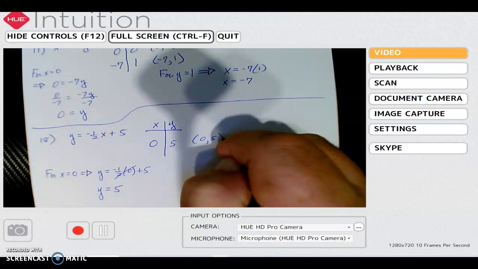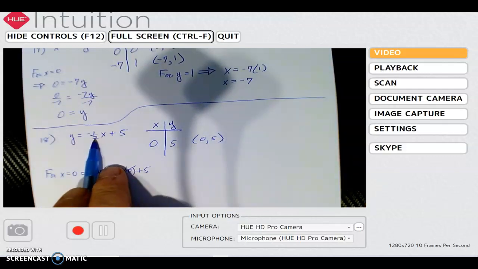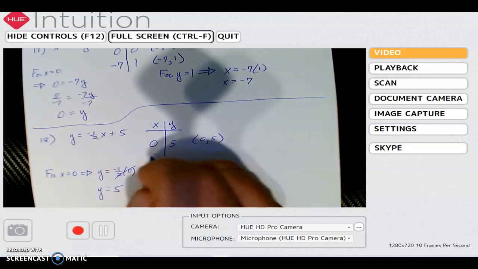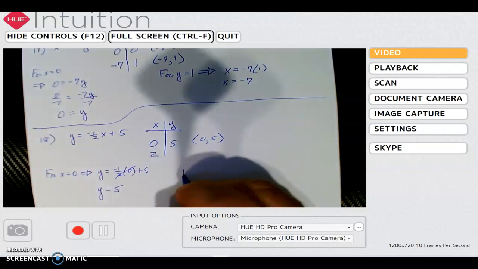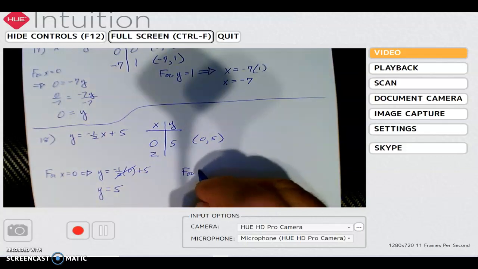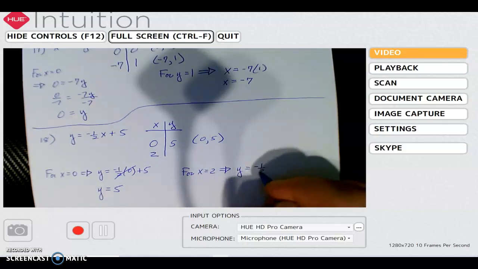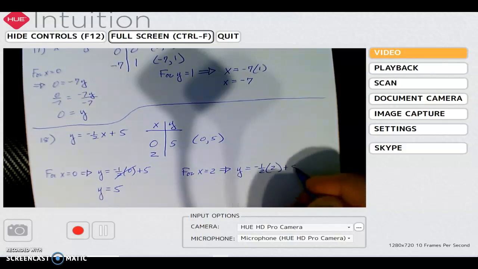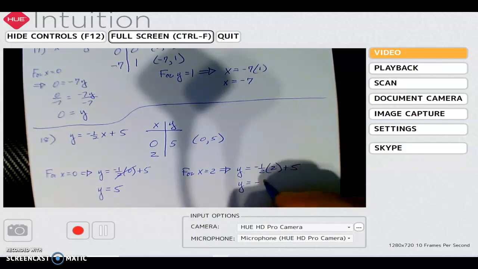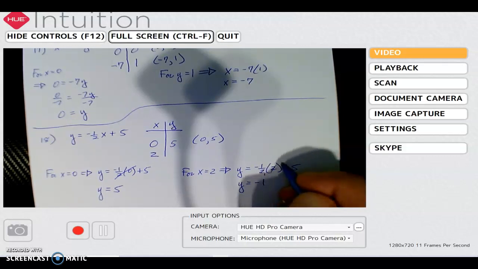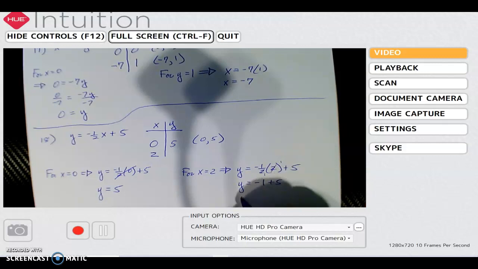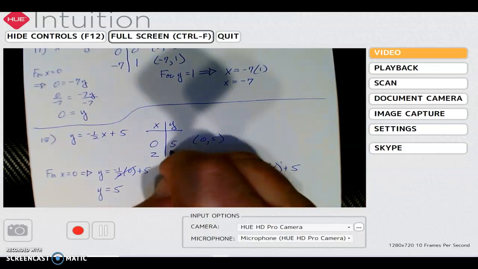So 0, 5. And now here's a situation, because the coefficient of x is a fraction, we want to pick a number that is a multiple of this denominator. So a good choice in this case would be 2. So pick the denominator itself for x equals 2. And the reason why is when you make the substitution, as I'm showing here, we get a natural cancellation. So these 2's cancel. Get negative 1 plus 5. So y is 4. So 2 and 4.